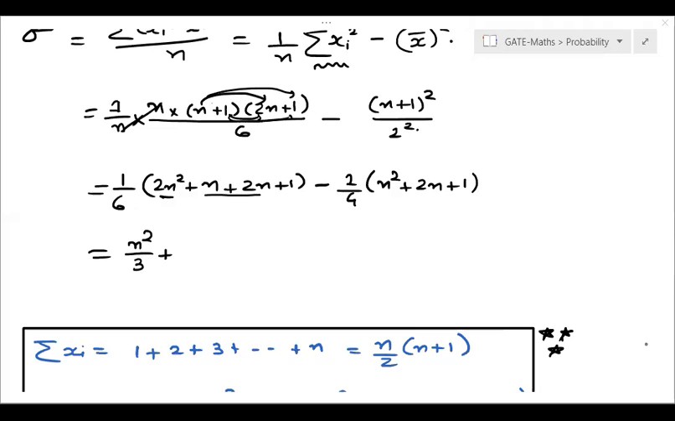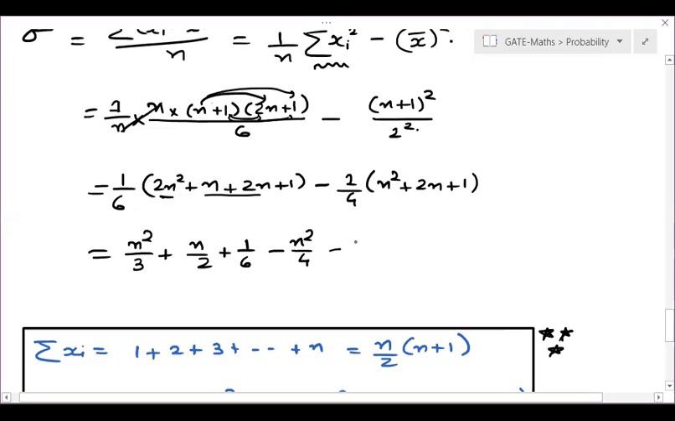Now see over here. So this will be your 2n square by 6, which is n square by 3, plus 2n plus 1n, which is 3n by 6. It is your n by 2 plus 1 by 6 minus n square by 4 minus n by 2, since 2n by 4 is n by 2 only, isn't it? And minus 1 by 4 plus n by 2 minus 1 and minus n by 2 will get cancelled out.